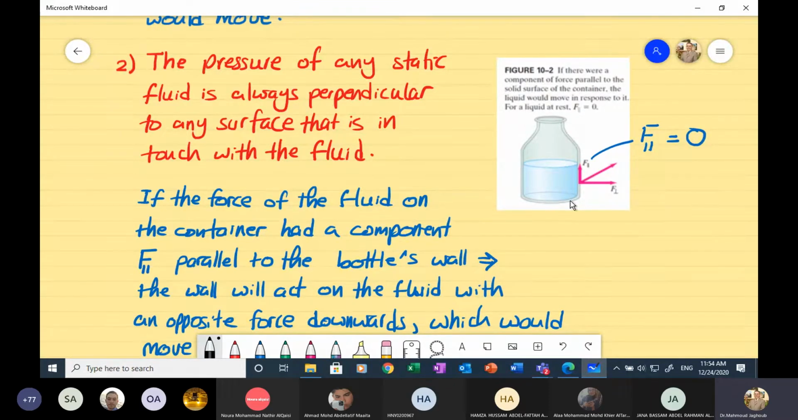In fact, for any static fluid, any fluid which is at rest inside a container, the force due to that liquid on any wall that is in contact with it is perpendicular to that surface.